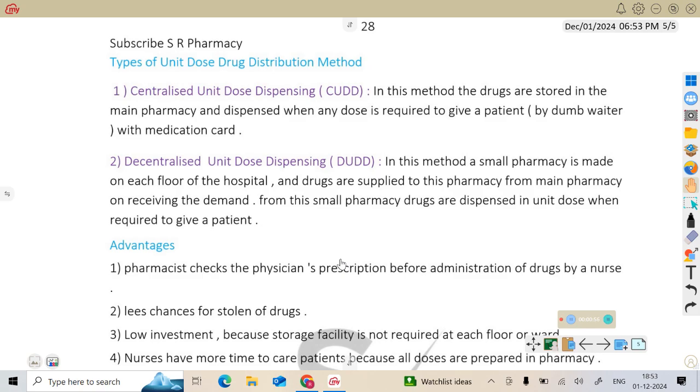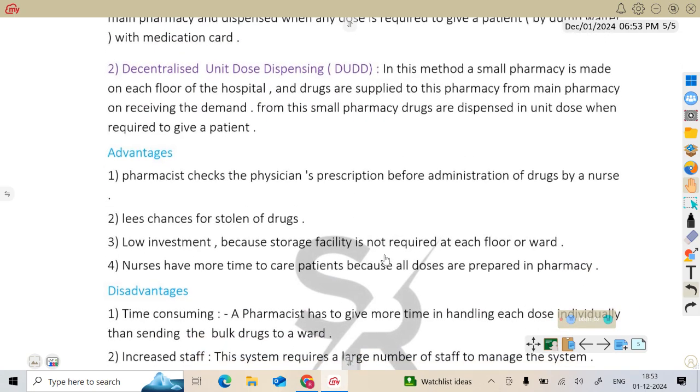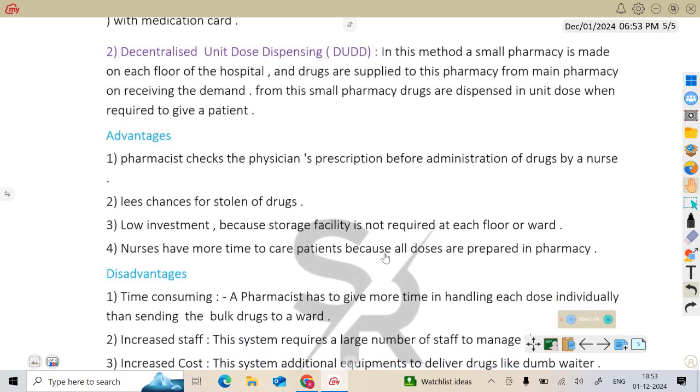Advantages are: pharmacists check the physician's prescription for administration of the drug by the nurse. Less chances of theft and loss of drug. Low investment because a storage facility is not required at each floor or ward. Nurses have more time to care for patients because all doses are prepared in the pharmacy.